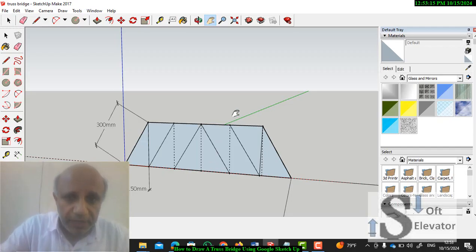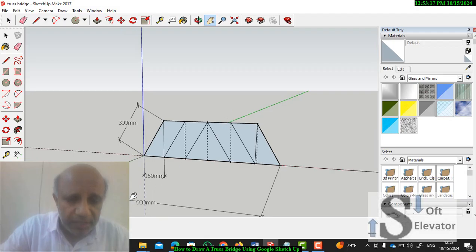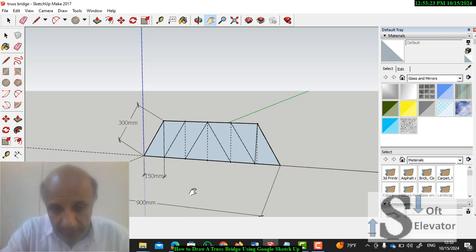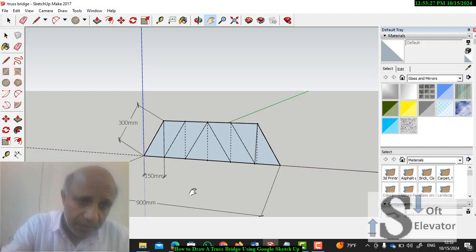So as you see, we can zoom in to show that the total length is 900 millimeters or 90 centimeters, and we are showing you all the details and all the dimensions on each segment.